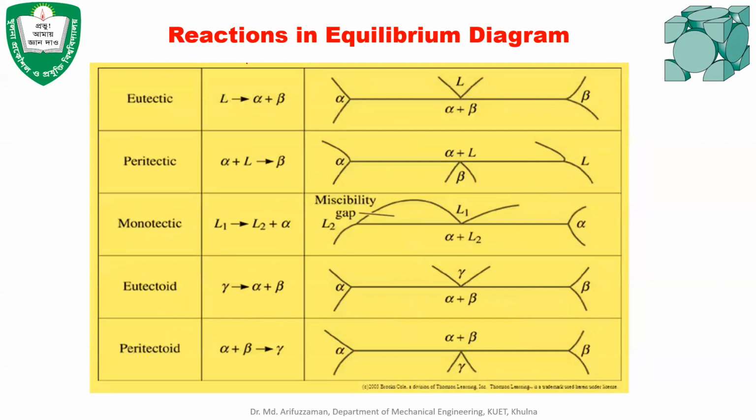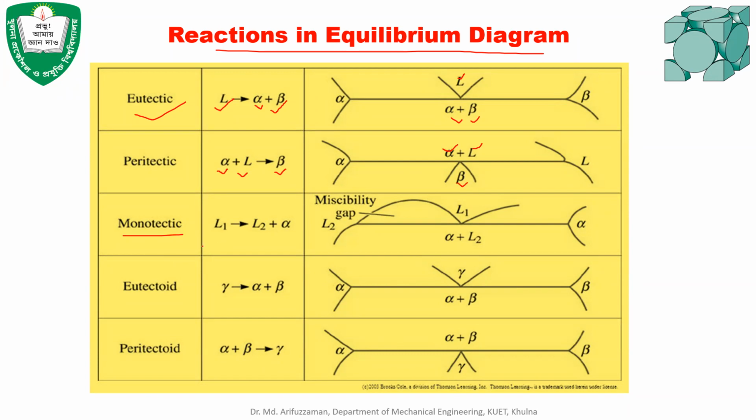So the summary of the reactions in the equilibrium diagram. First we have seen the eutectic reaction, in which the liquid is converted into two different solids, alpha and beta, or A and B, whatever it is. And in the case of the peritectic reaction, a solid and liquid react to form a different solid. It can be symbolized like this: alpha and liquid will react to form beta.